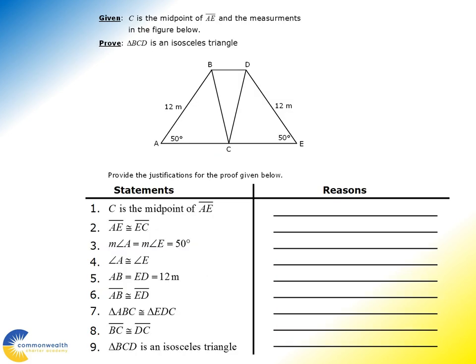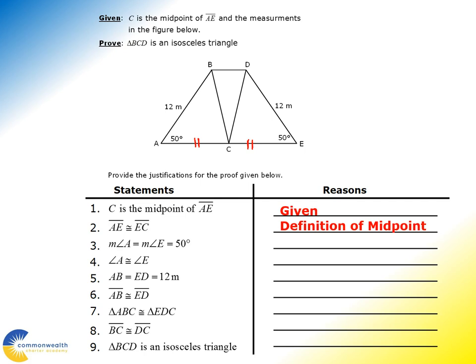This was a longer proof because you were asked to prove that triangle BCD is an isosceles triangle, given that C is the midpoint of AE and the measurements given in the figure. So C being the midpoint of AE, of course, was a given piece of information. That's pretty straightforward. And AC being congruent to EC, well, those are the segments that are part of AE that are made when I put that midpoint in there. By the definition of midpoint, that's why they're congruent to each other.